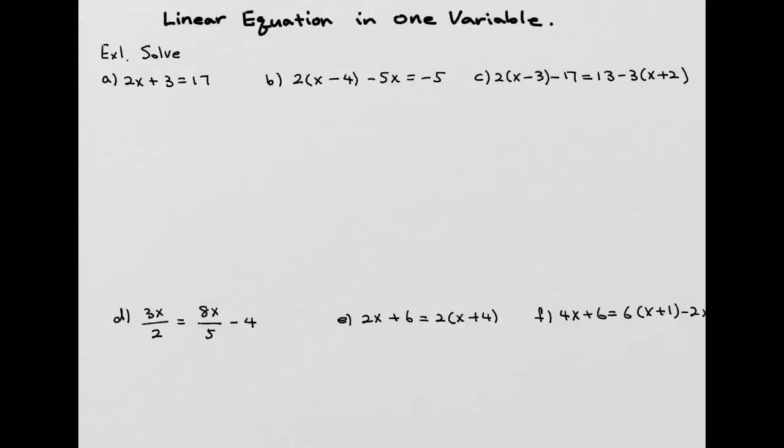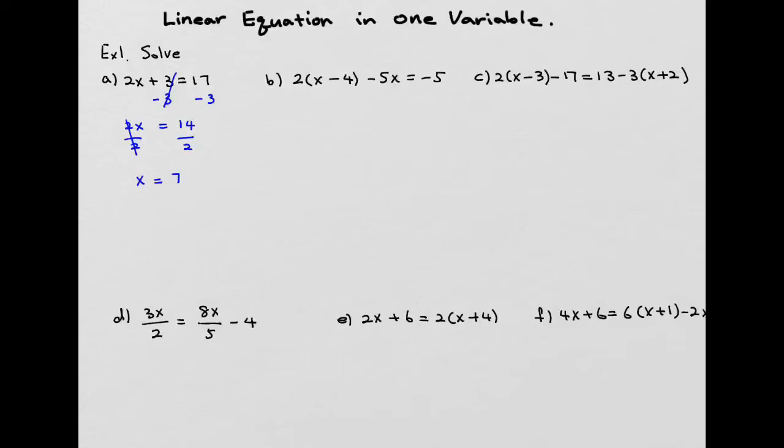for x. So in this case, the first thing you want to do is subtract 3 from both sides. That will give you 2x equals 14. And when we divide both sides by 2 to isolate x, x is equal to 7.